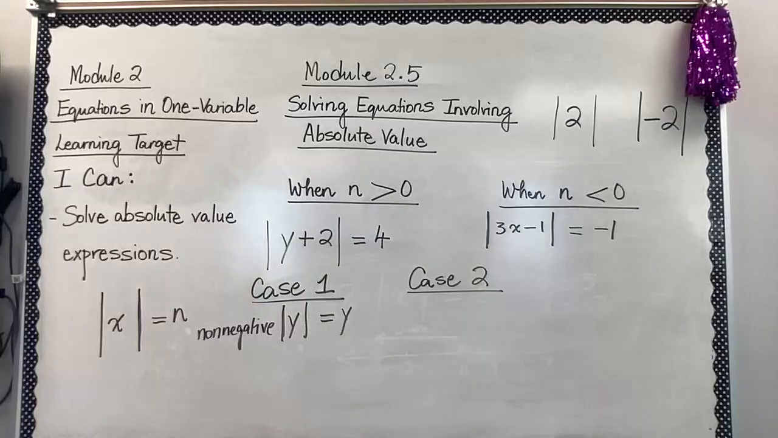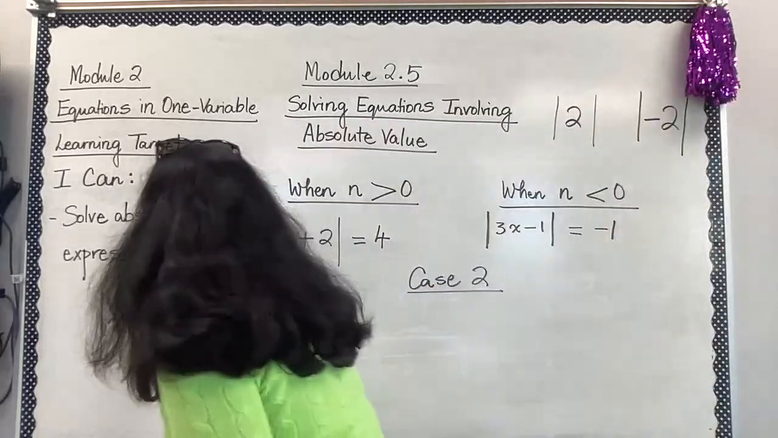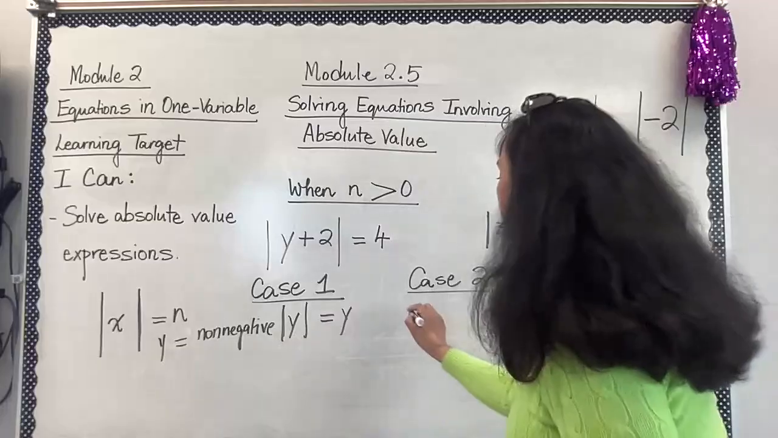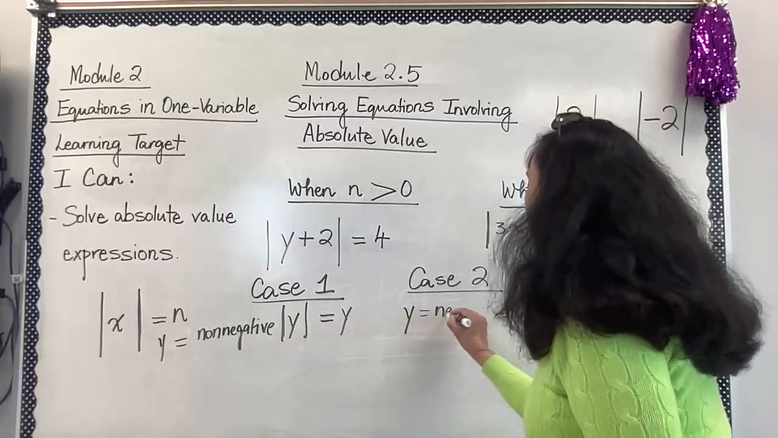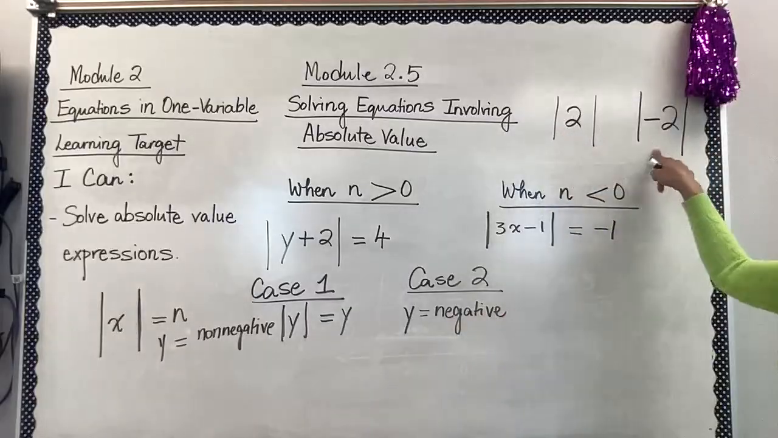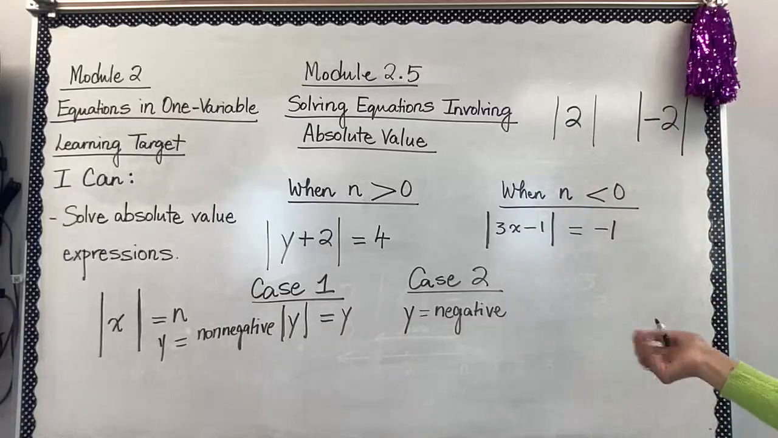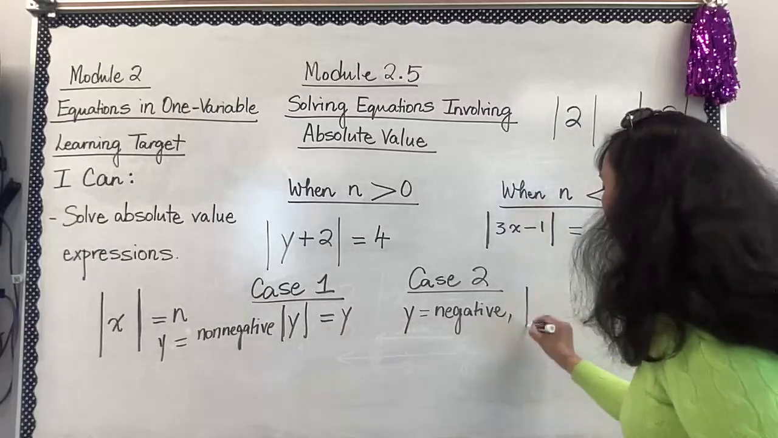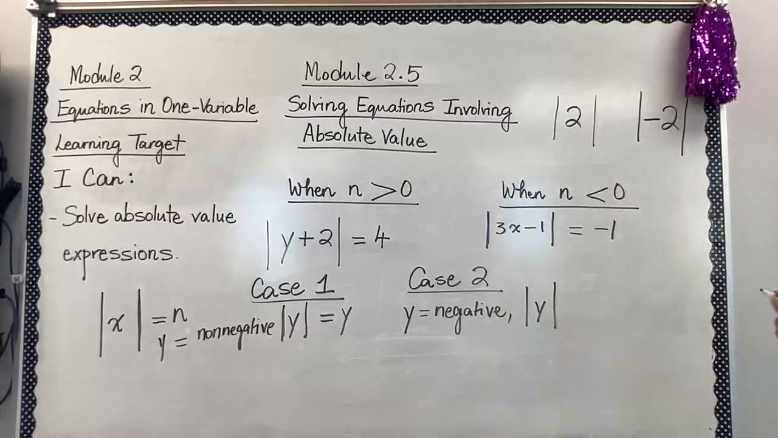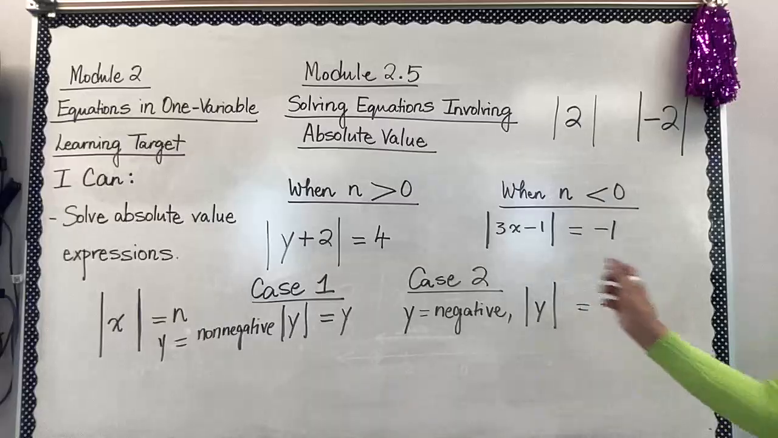And in the second case, y is negative. So over here, y is non-negative. Over here, y is negative. Because, as we said, we can have two scenarios. So in this case, the absolute value of y is going to be negative y. So I can have two of these cases.